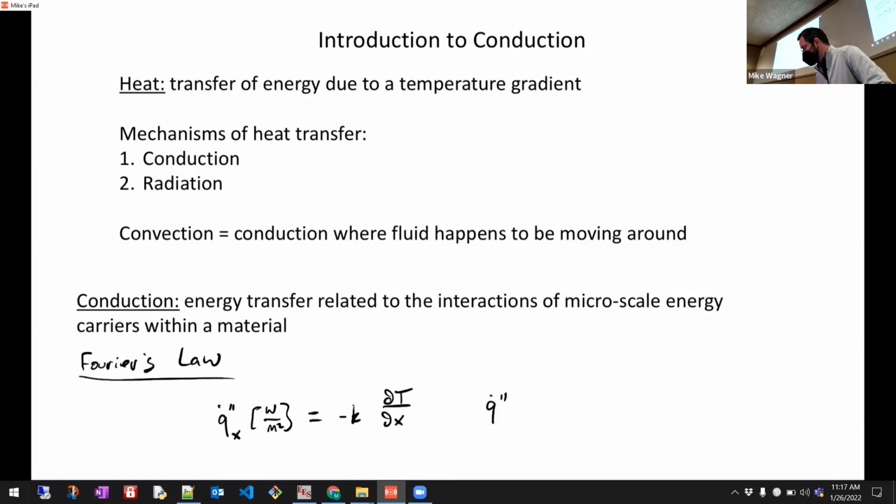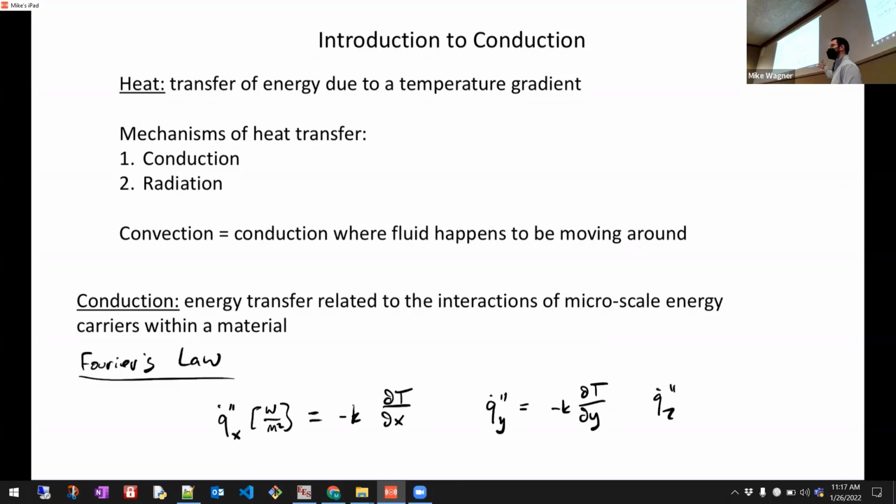Fourier's law can also be written in the other dimensions. We could write it in y, and it would just be minus k dT/dy, or we could write it equivalently for the z direction. That's the same thing. But ultimately, we know that Fourier's law has to come out of these microscale energy carriers within a material. So maybe it would help us to understand conduction and where Fourier's law comes from.